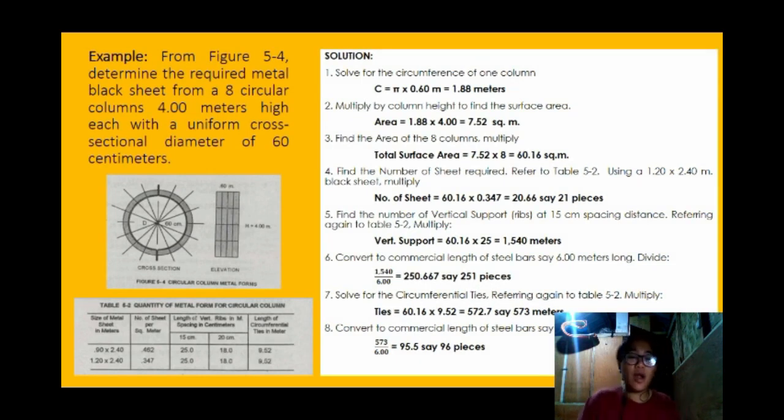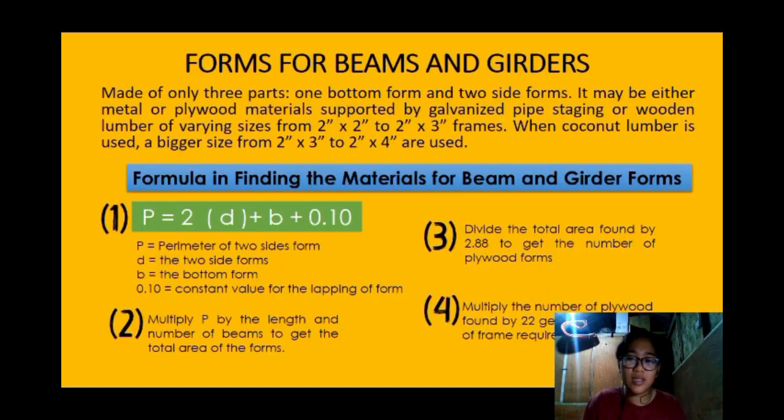So, sa atong forms, naa man didto si beams and girders. So, there is a different way in finding the materials for beams and girders. Because, see, beams and girders are made of only 3 parts: 1 bottom form and 2 side forms.